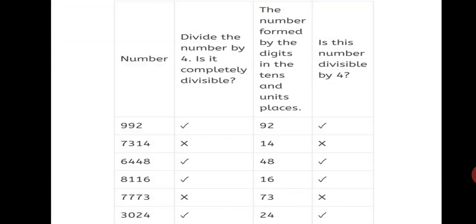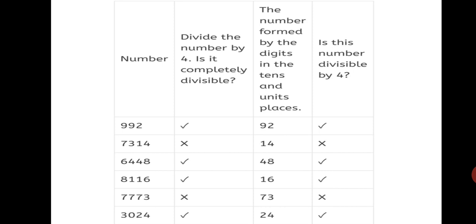First one is already done. Second one, let's check. 7314. Is it completely divisible if you divide by 4? No. Check the last 2 digits, units and tens place. 14. 14 also not divisible by 4. Next number, 6448. When you divide by 4, it's completely divisible, dear students. So put a tick mark. Now check last 2 digits, 48. They are also divisible by 4. So put a tick mark.